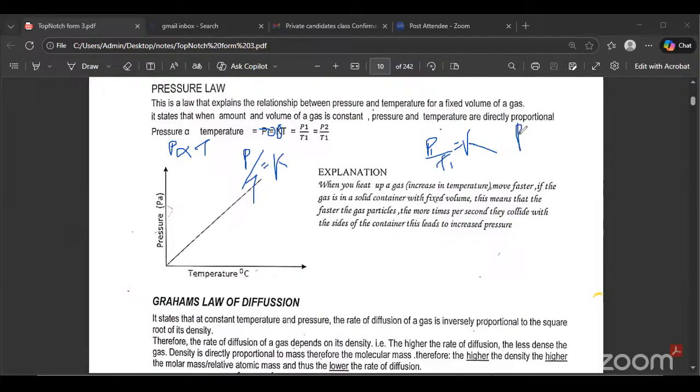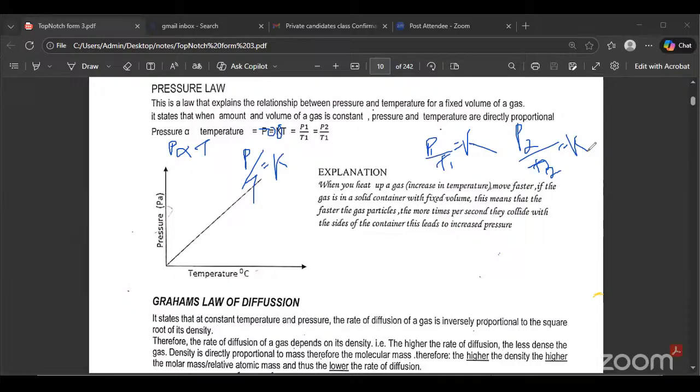Also, P2 over T2, I will use 2, or you can use A, it doesn't matter. It is okay. Over T2 is equal to another K. So I can equate those ones. Now, if you are worried of being confused, please do not do anything.